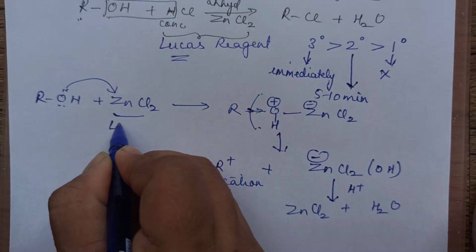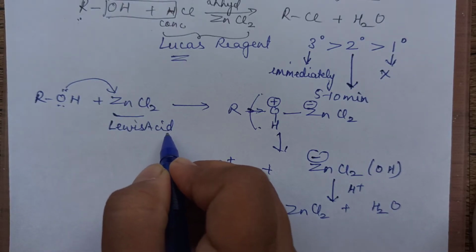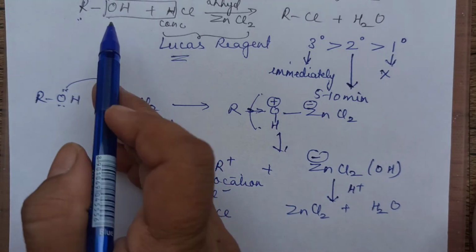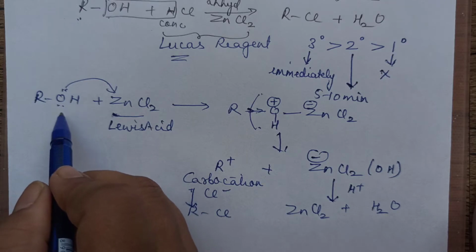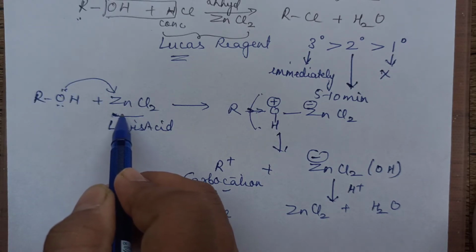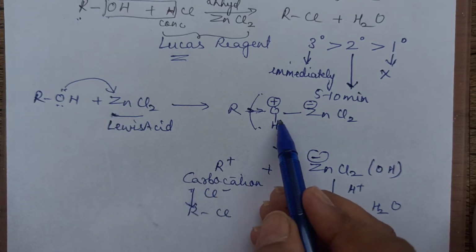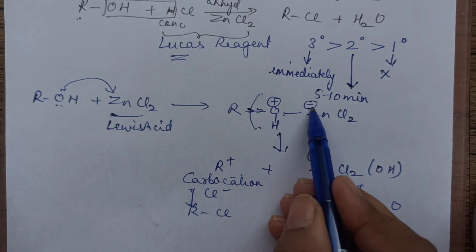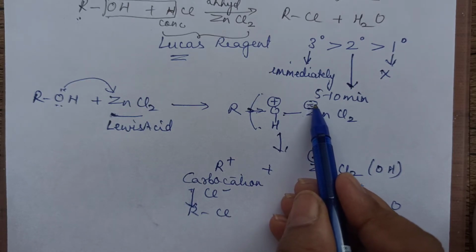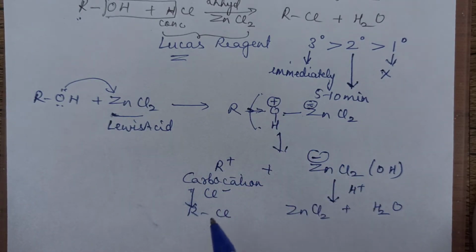We know ZnCl2 is a Lewis acid. Lewis acid means it's an electron pair acceptor, and the alcohol which we have taken here has two lone pairs. So one of the pairs is given to zinc to form a dative bond. So it forms a bond with this. When it forms a bond, Zn is getting the electron pair, so Zn gets a negative charge, and this oxygen has lost one lone pair, so this oxygen gets a positive charge.